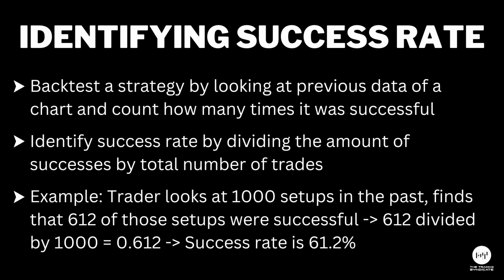that you looked at. So if you are backtesting a strategy and look at 1,000 setups that the strategy follows and find that 612 of those setups successfully hit the price target without stopping out, then the success rate would be 612 divided by 1,000, which is equal to 0.612. This means that the success rate for that strategy is 61.2%.